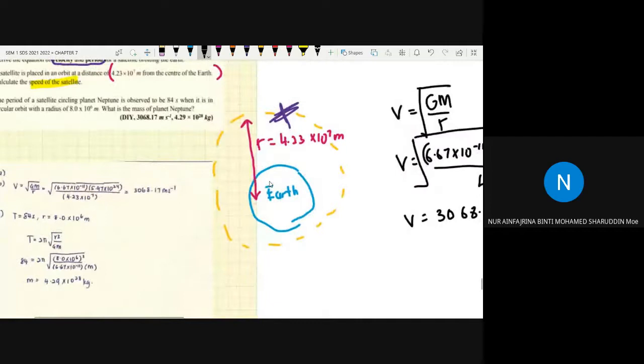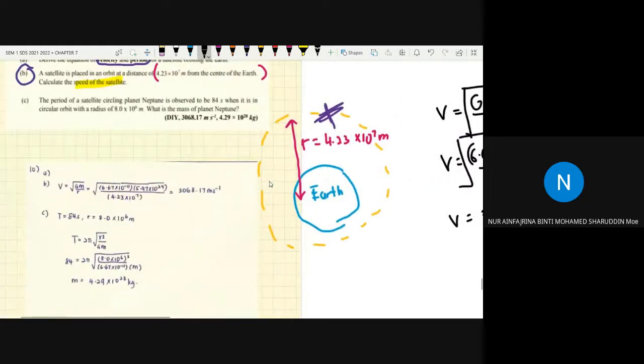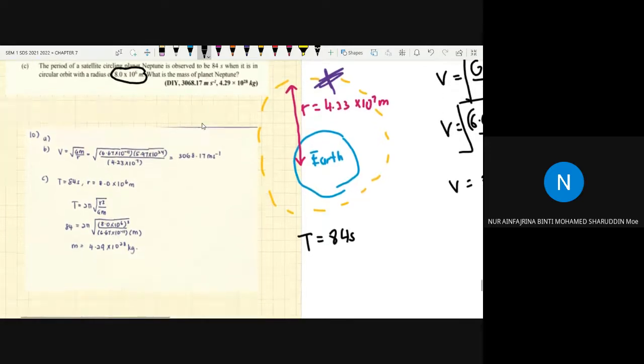Okay, kita tengoklah yang ini. The period of a satellite circling planet Neptune is observed to be 84 seconds. Okay, so the period is 84 seconds. When it is in circular orbit with a radius of 8 times 10 to the power of 6 meter. Okay, so the radius of the orbit actually is 8 times 10 to the power of 6 meter.